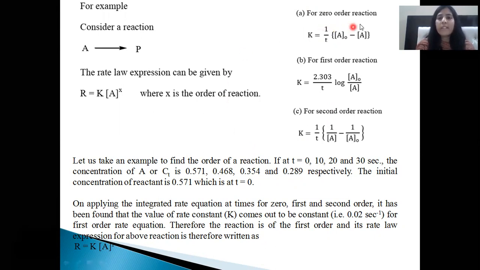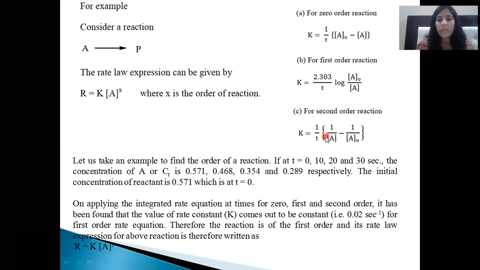For example, for zero order reaction, the rate equation is given by this relation where t is the time, A naught is initial concentration and A is the concentration at time t. For time t is equal to 0, put here 0, A 0.571 and initial concentration 0.571. For time t is equal to 0, initial and final concentration both are same. So the value of rate constant comes equal to 0.